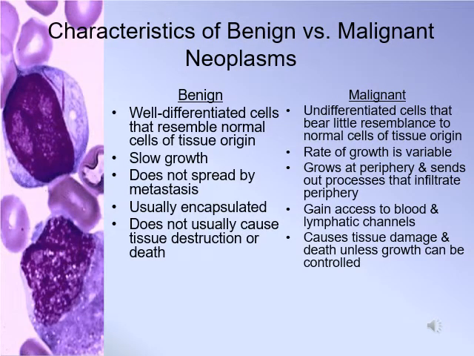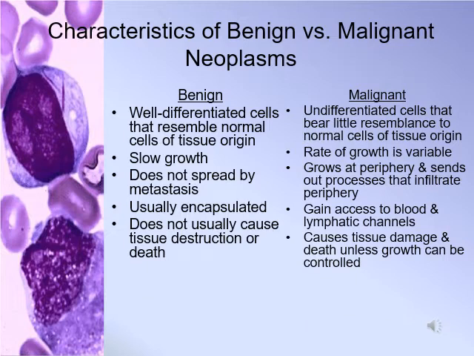This slide just reviews the differences between the benign versus malignant neoplasm. Neoplasm is an abnormal mass of tissue as a result of neoplasia, which we just talked about. I always remembered benign tumors as benign, be not, meaning they are not cancerous. Benign is well differentiated. The cells look a lot like their normal cell or tissue of origin. They're very slow growing. They don't spread by metastasis, and they are usually encapsulated. Again, does not usually cause tissue destruction or death. So like I said, benign, be not.